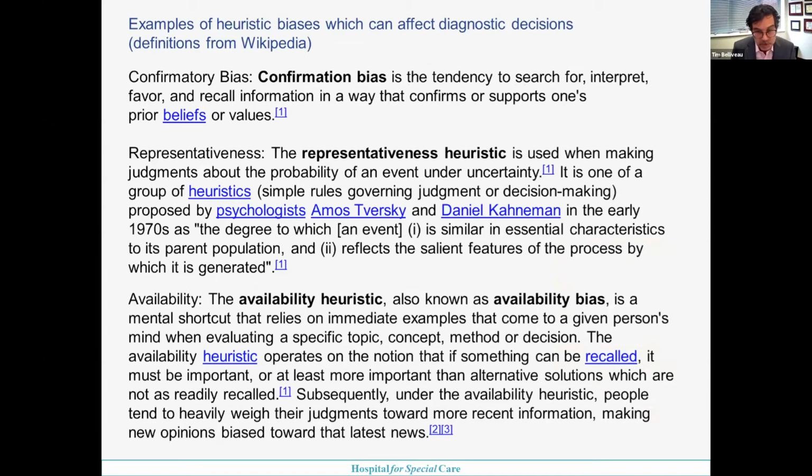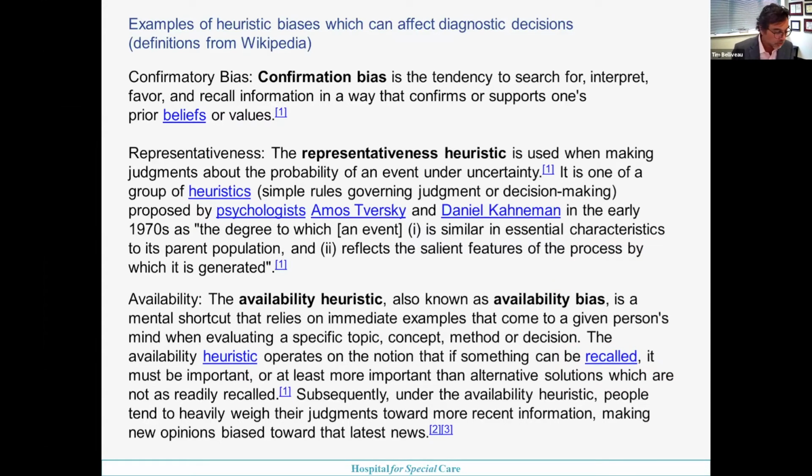Here are some examples of heuristic biases, and I'll try to tie these in with examples that pertain to diagnosis, since as a practicing and primarily a clinician, my interest is if I have a child or an adult, I'm doing a diagnostic evaluation, what are these biases that I need to be aware of and sensitive to?